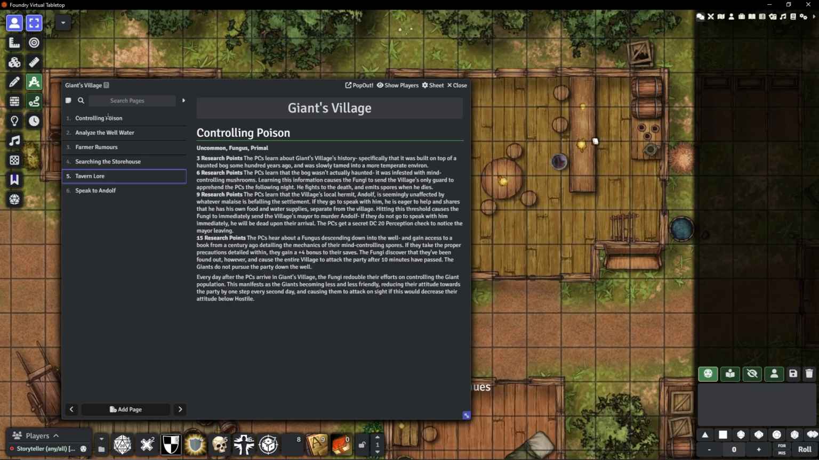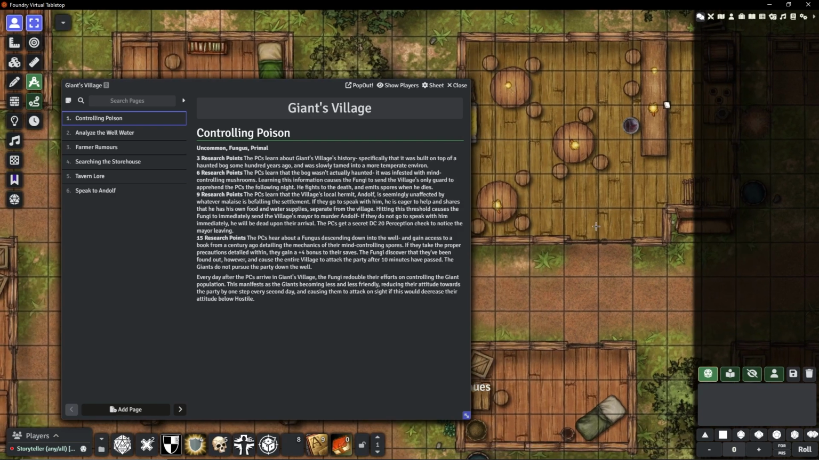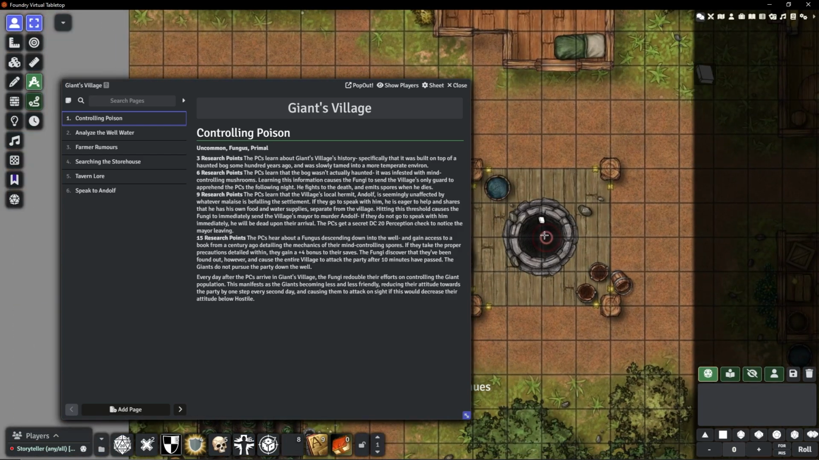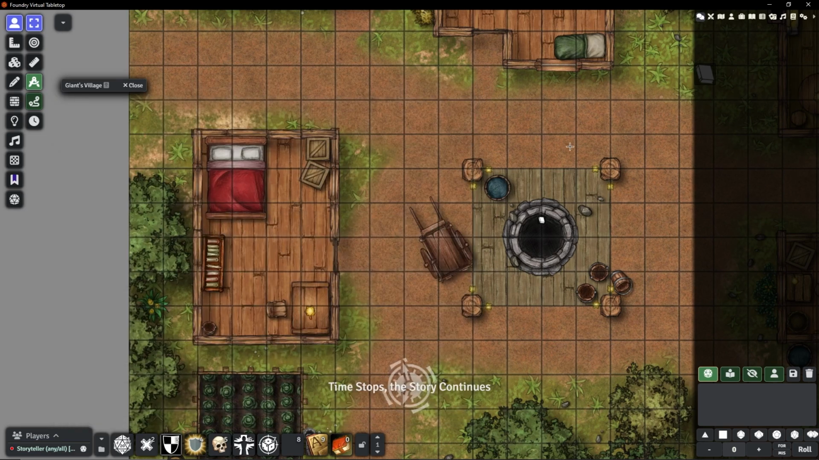After some time passes, they gain even more information. At 6 research points, they'll discover that the bog wasn't actually haunted. It was infested with mind-controlling mushrooms. Learning this information causes the fungi down in the well, due to their kind of subliminal connection with the giants, to send the village's only guard to apprehend the PCs the following night. The guard will fight to the death and emit spores when he dies.